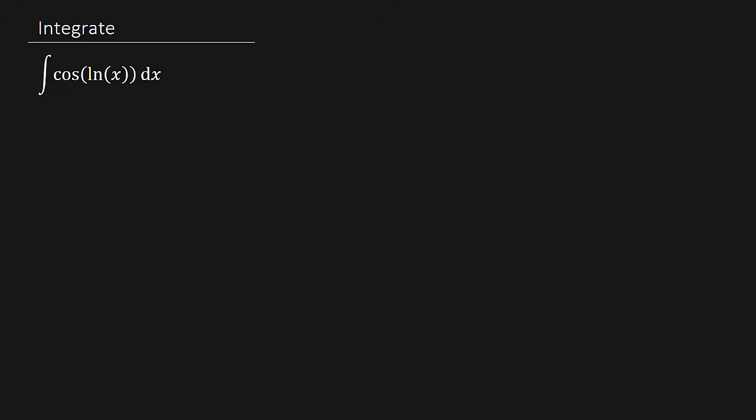All right. So the way that we're going to go about working this one is we're going to use integration by parts. So we're going to let u equal cosine natural log x, and we're going to let dv equal dx. So if we find du, well, the derivative of cosine is negative sine. So that's negative sine natural log x.